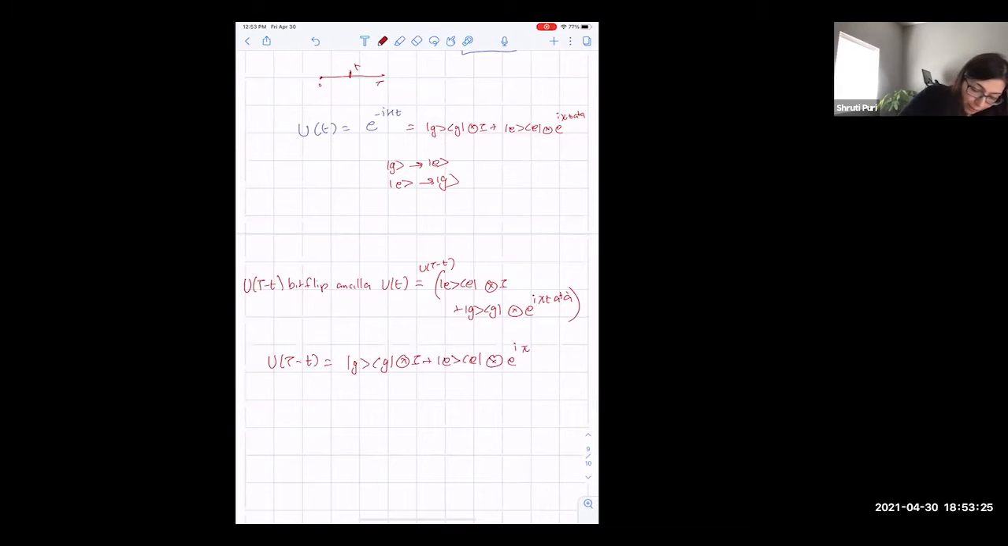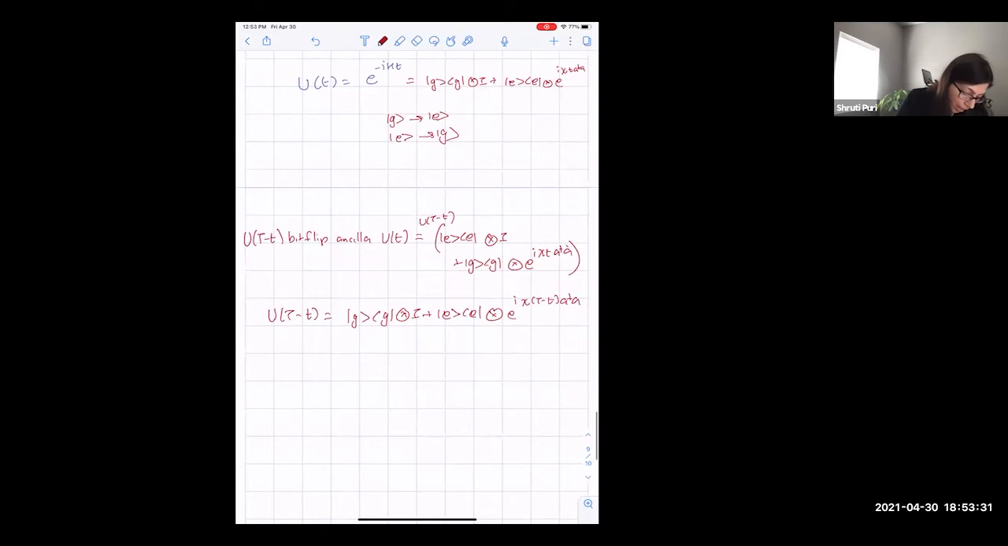Sorry about this. This is a little bit of math, but I think it's useful to see this work out. So now I want to determine what this is, given that this is my U(T) minus t. So this will then become G tensor e^(iχt a†a) plus e tensor e^(iχ(T−t) a†a), right?